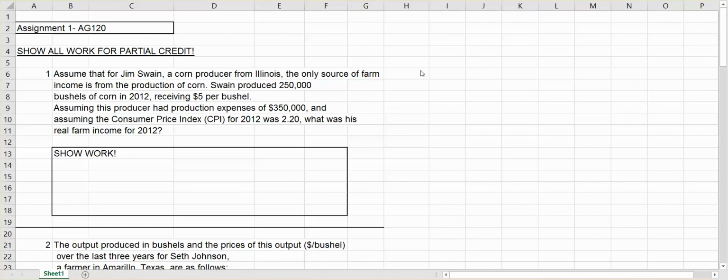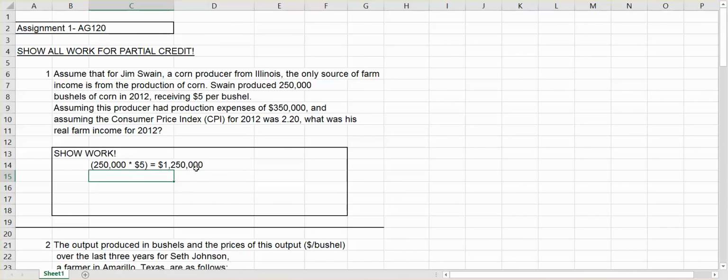Let's take a look at how to do some calculations that you need to know for Chapter 2. The first one is calculating the real farm income. Assume that Swan produced 250,000 bushels, receiving $5 per bushel. What I need to do first of all is get the revenue. So I can do that by taking the 250,000 bushels times $5 a bushel.